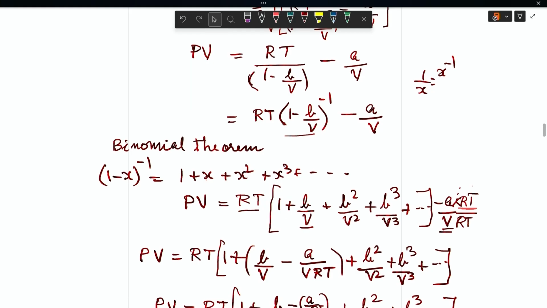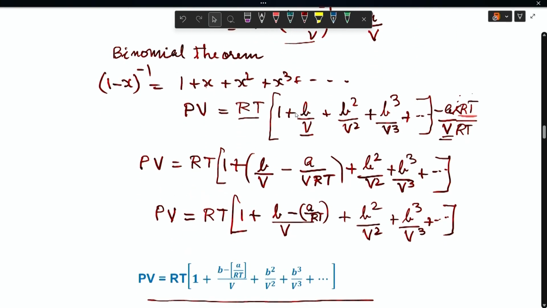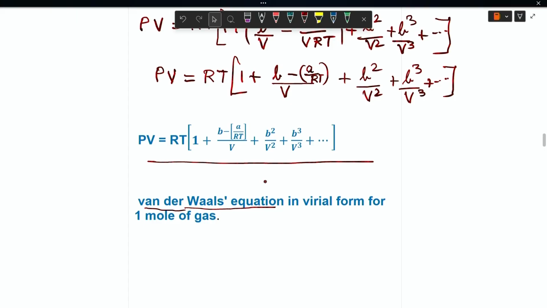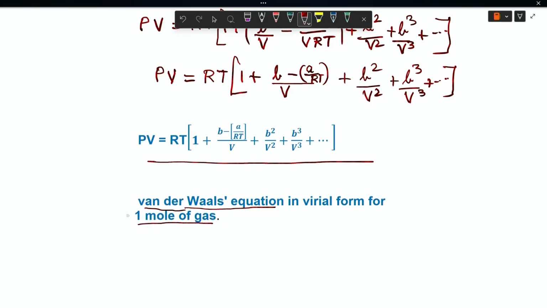This term is expanded according to binomial theorem, including A by V inside the bracket, by multiplying by RT on numerator and denominator, and finally we get the expression PV is equal to RT into 1 plus B minus A by RT by V plus B square by V square plus B cube by V cube and so on. This is the virial form of van der Waals equation for 1 mole of a gas.